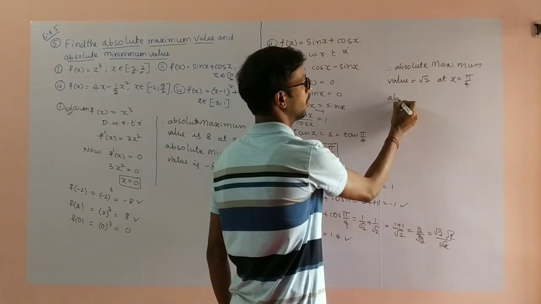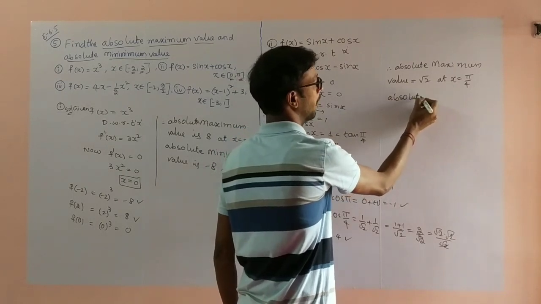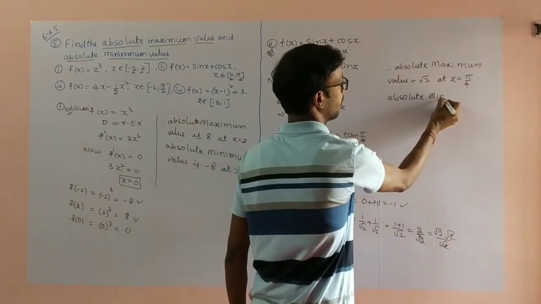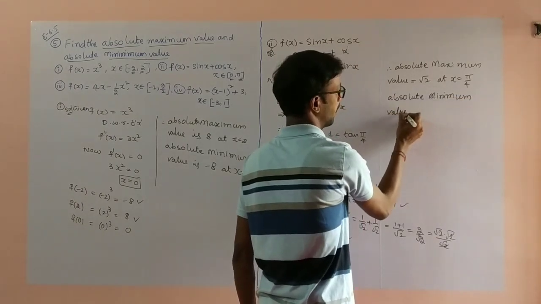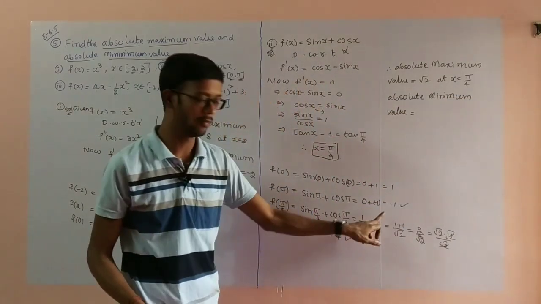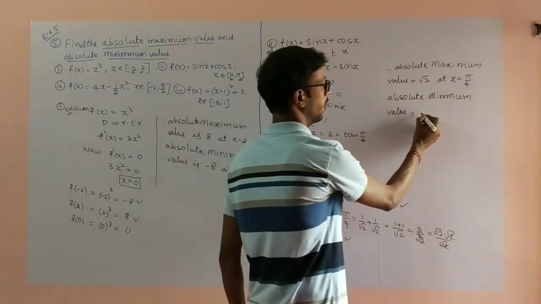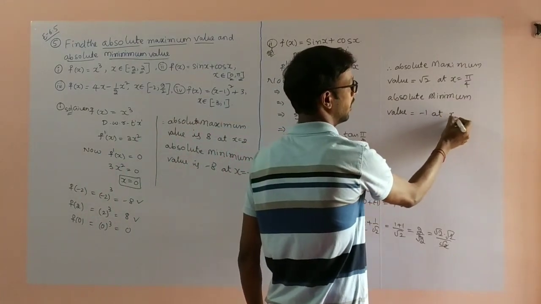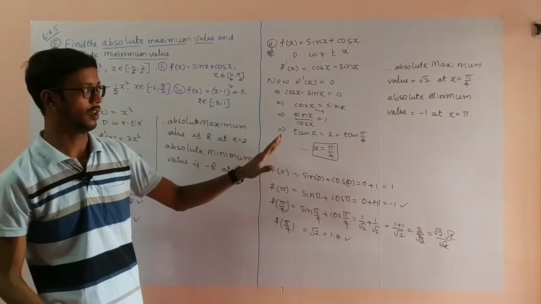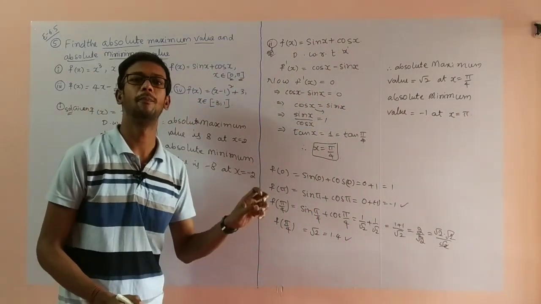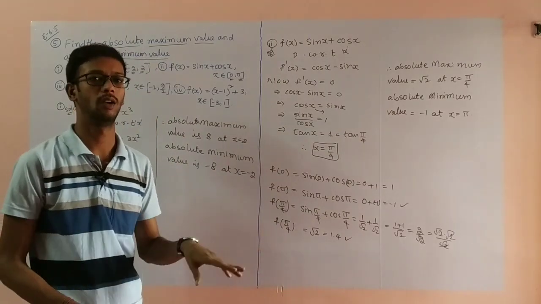Now, absolute minimum value. Absolute minimum value is negative 1 at x equal to pi. This is the process for finding the absolute maximum and absolute minimum.